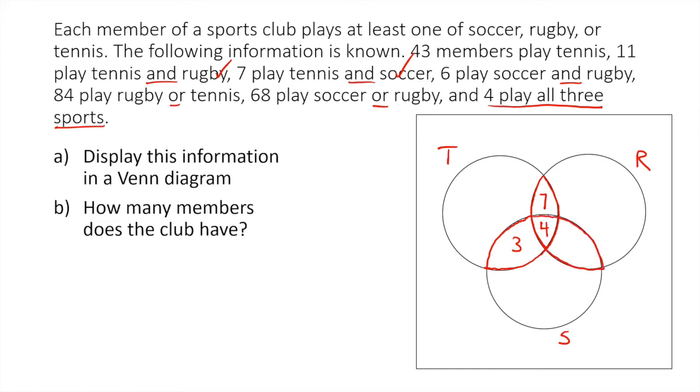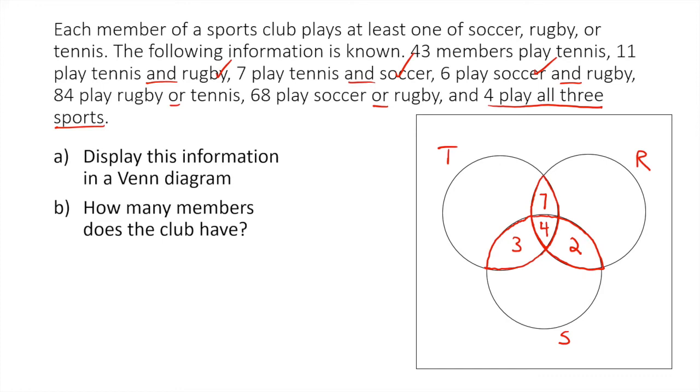We take a look at the overlap of those 2 sets. If 4 people play all 3, but 6 people play soccer and rugby, we want the people who play soccer and rugby, but not tennis. That's going to be 6 minus 4, which is equal to 2. So filling out those middle numbers is by far the most important thing to do early on. And so we're done that one. Now we have to understand what we do next.